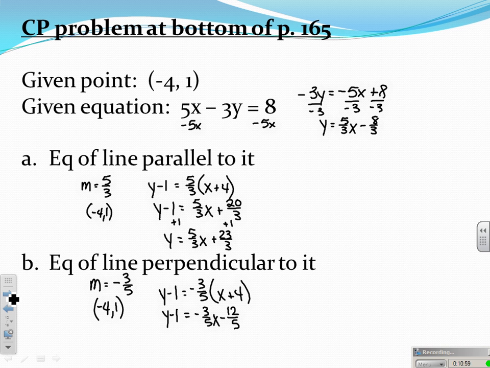Add 1 to both sides. Y is equal to negative 3/5 x minus, let's see, would be adding 5/5, so minus 7/5. Looks about right. Okay?